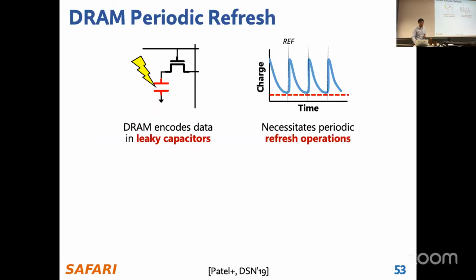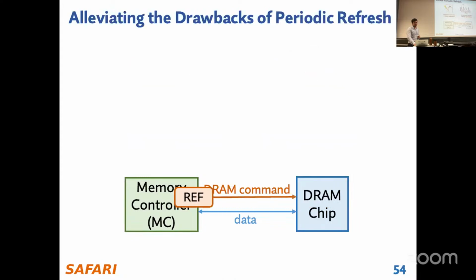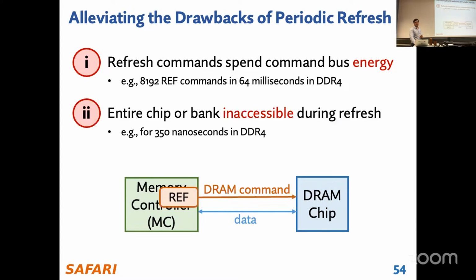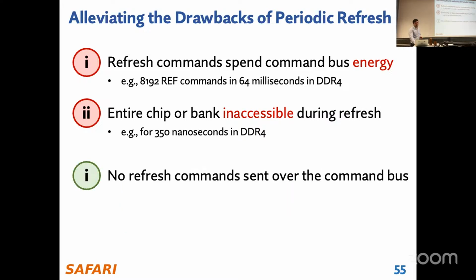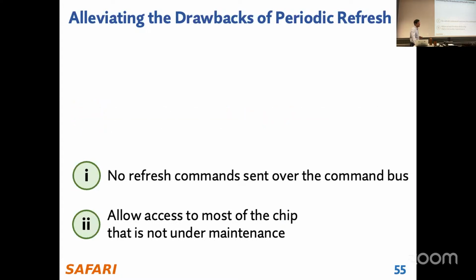You know why we do refresh. DRAM stores data in leaky capacitors, and we periodically restore lost charge back to DRAM by issuing refresh commands from the memory controller. This method of performing refresh has 2 drawbacks. First, you issue commands to perform this operation, which induces energy overheads and creates contention in the memory bus. And during refresh, an entire chip or a bank is inaccessible. SMD gets rid of the first drawback by autonomously performing refresh inside the DRAM chip. And the second one by, to some extent, allowing access to locked regions that are undergoing maintenance.